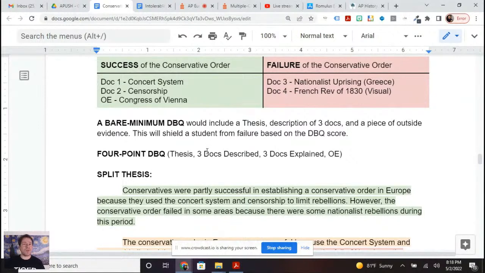A 3 out of 7 will put you on a path to where the DBQ is not hurting you, okay? But a 4 out of 7 is a very respectable DBQ if you're trying to get a 3 or a 4. Now, if you're trying to get a 5 on the exam, I would recommend getting at least a score of 6 out of 7 on the DBQ.